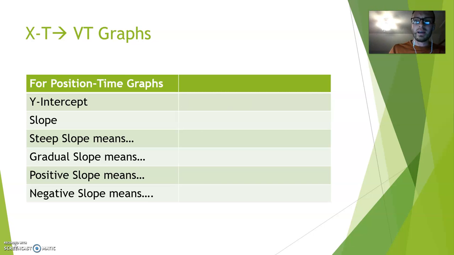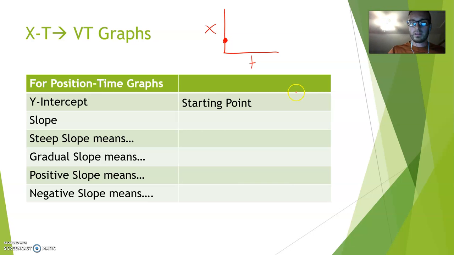On a position time graph, which we call an XT graph, you can describe things about an object's motion. So if we have a position versus time graph, wherever the y-intercept is, that's going to be the starting position or the starting point. In other terms, we call that xi, right?